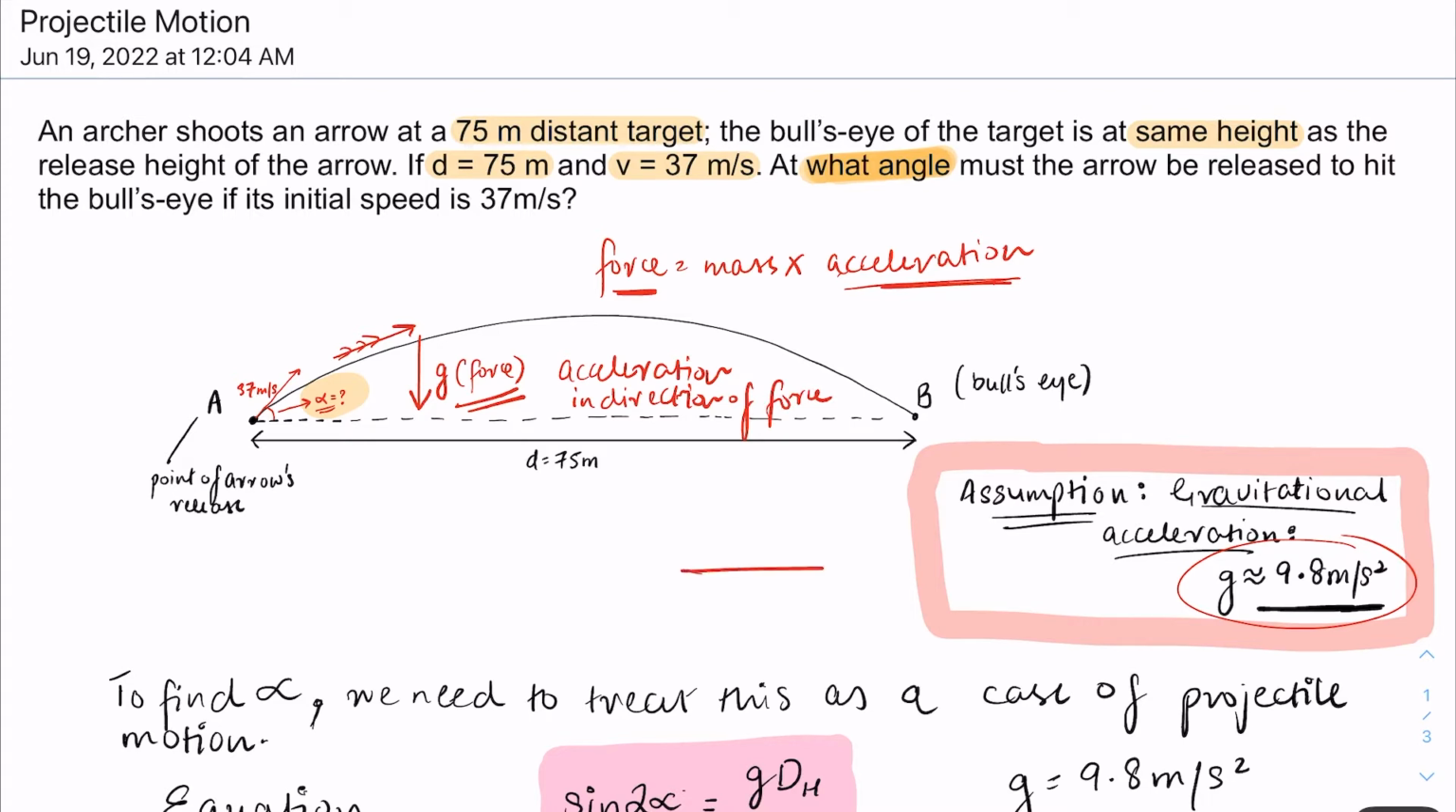Just because this is a question where I'm going to try to give you the concept of how it's solved, we're going to make an assumption that the gravitational acceleration is 9.8 meters per second square. Very careful with the unit there. Okay, so we need to find alpha. Yeah, we need to find alpha.